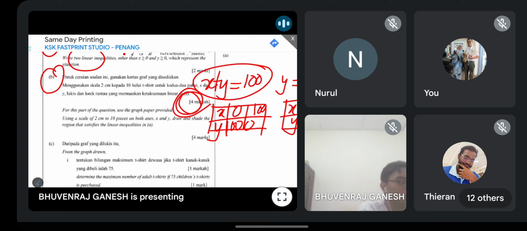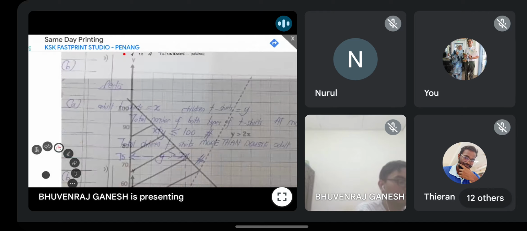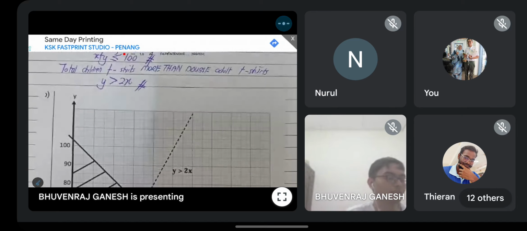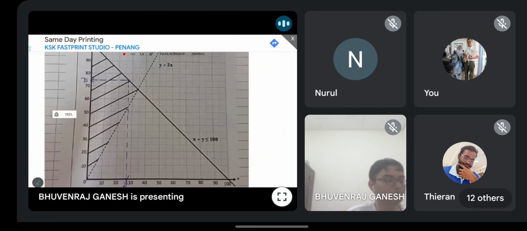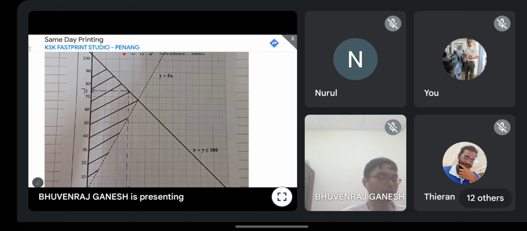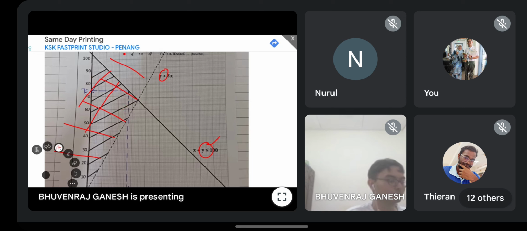Okay, so again, make sure you follow the scale. Both axes 2 cm to 10. You must follow the scale and then only you shade the region. So this one I believe you all can do. You all must do it over there. So I'll just show you the answer from my side. Okay, so you will get something like this. The shading depends on your inequality, guys. So you can see over here, greater than 2x means shade up. And then less than or equal to 100, shade down. So this is the region that satisfies both. This is how you can determine it.